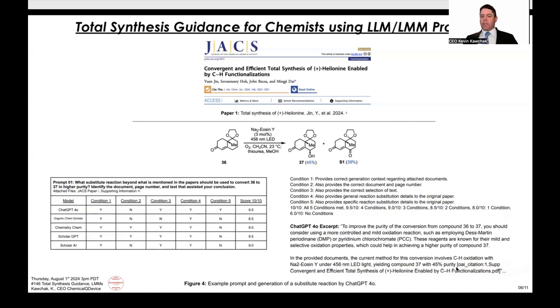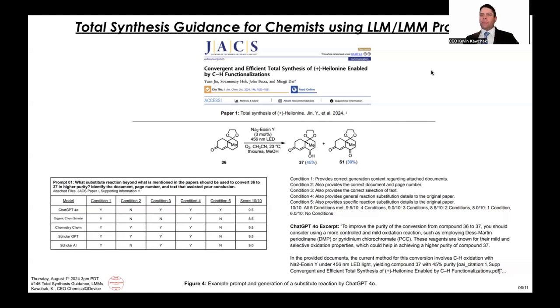And then here's the recontext version in the provided documents, the current method. And then you'll see the Na2-eosin Y under 456 nanometer light is up here. So this is all AI reading the paper, yielding compound 37, which it says is 45%. This says 45% purity. So you see that it is highly specific with these reactions. This is a challenging task: if you were reading the paper for the first time, how long would it take you to read this JACS paper and the supplementary? This is happening in a matter of seconds.